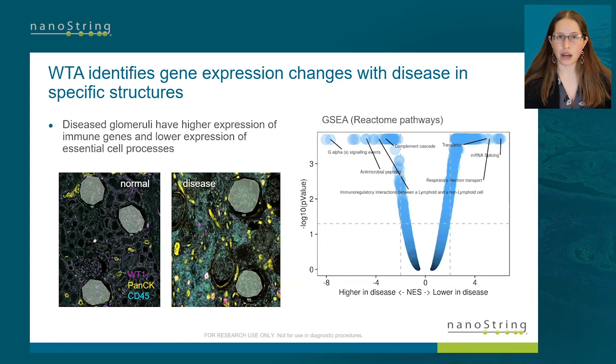For genes that are downregulated in disease, we saw a lot of basic essential cellular processes enriched, such as translation, mRNA splicing, and mitochondrial respiration. This suggests that the glomeruli are losing their ability to perform these essential cellular processes and basic functioning with disease.